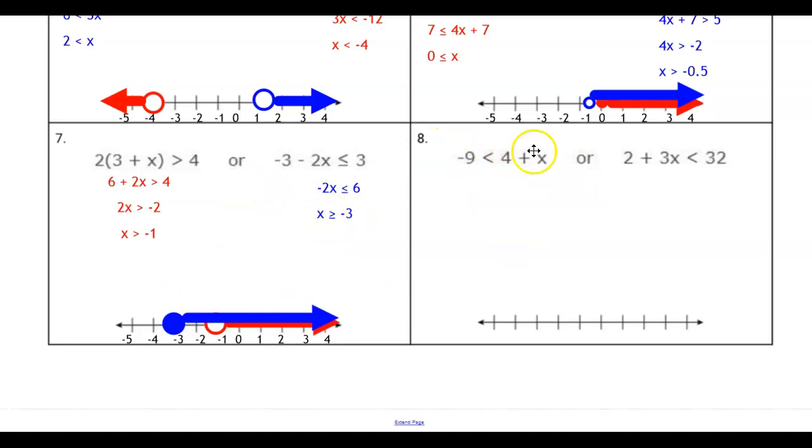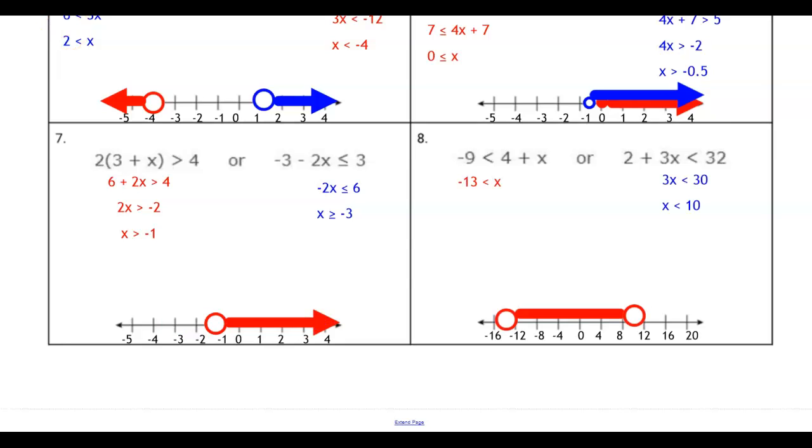And last but not least, number 8, solve and then graph. Last graph is a little bit more our speed here. It says that x is greater than negative 13, starting from negative 13 and going upwards. X is less than 10, starting from 10 and going downwards.